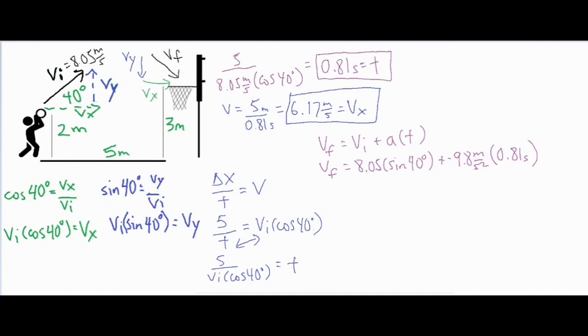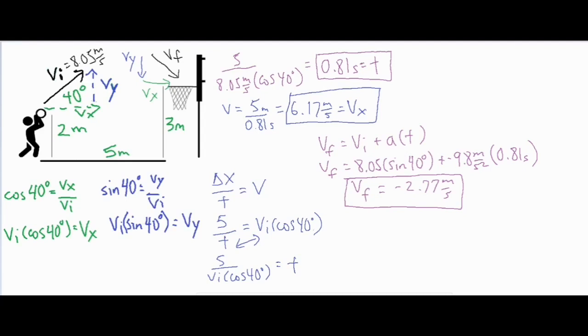All right, so what I can do from there is take 8.05 times the sine of 40 and then add that to negative 9.8 times 0.81, and then I get a final velocity of negative 2.77 meters per second. Now that velocity is going to be fairly small because the ball is going to go up to its peak, and then from its peak it's only going to come down somewhat until it hits the hoop, so it's not going to come all the way back down towards the ground.